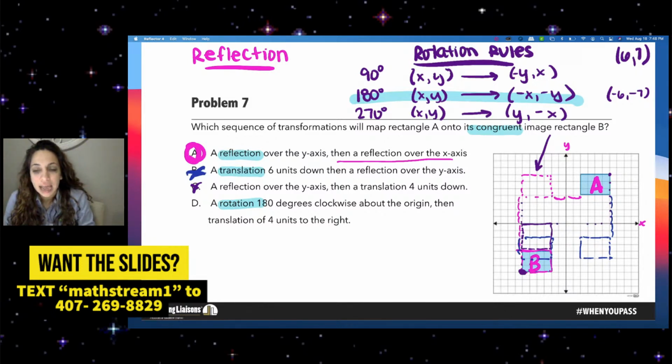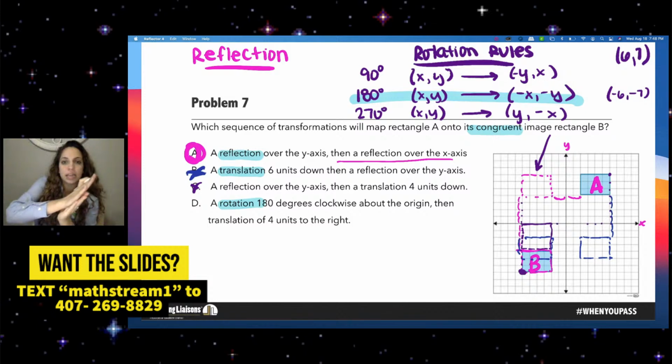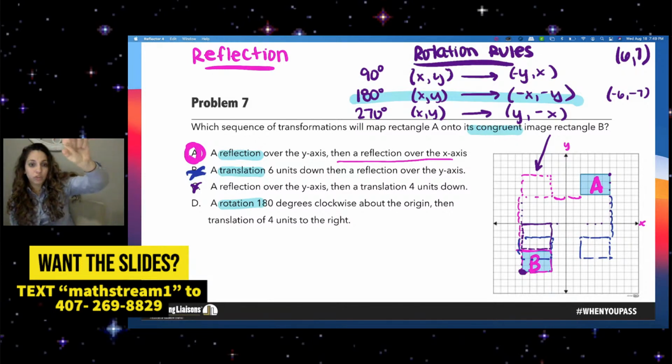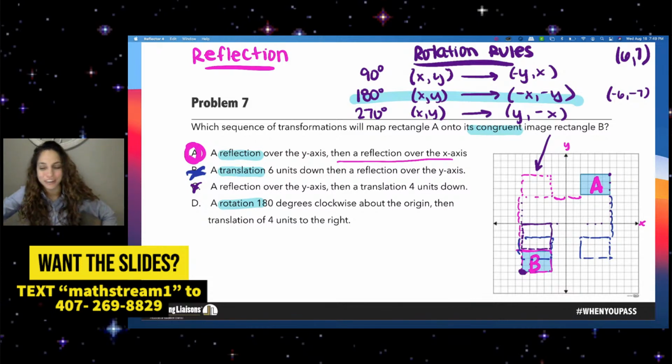Why is it not 8 down? Never mind reflection. It would be 8 down if we were reflecting and then translating 8 down. But because we reflected and then reflected again, it landed on top of B. So excellent question though. Translating it 8 down would have worked as well, but that wasn't an answer choice, unfortunately. And because the reflection was 4, it was 4 on top and 4 on bottom, it worked. Thank you for asking that. I'm sure somebody else was curious as well.